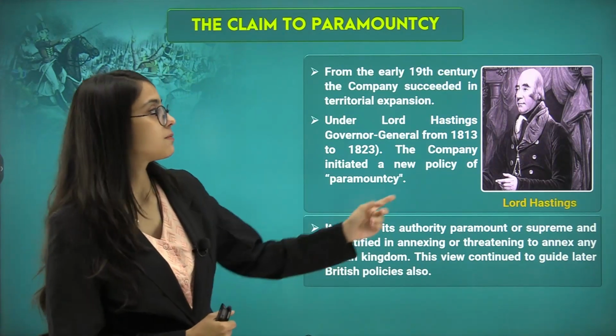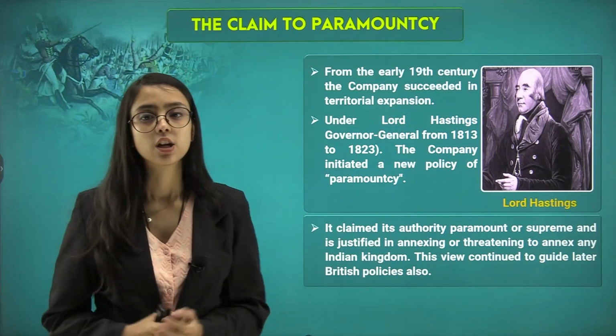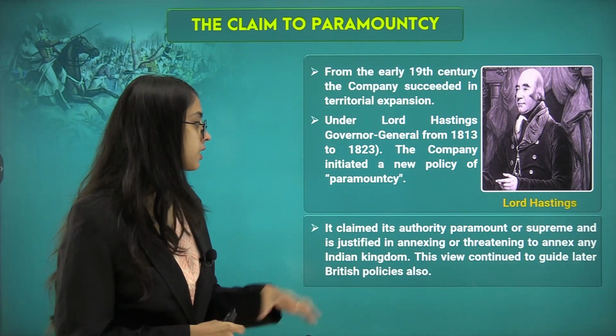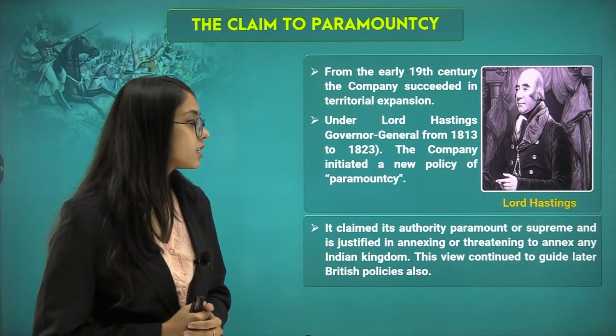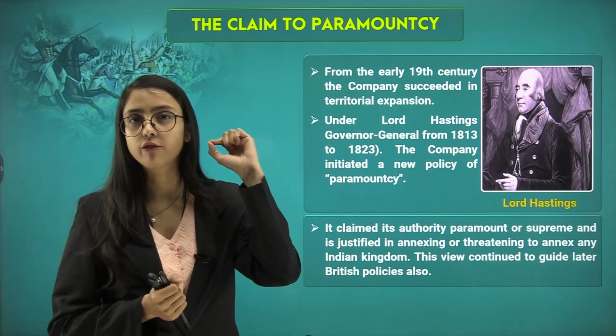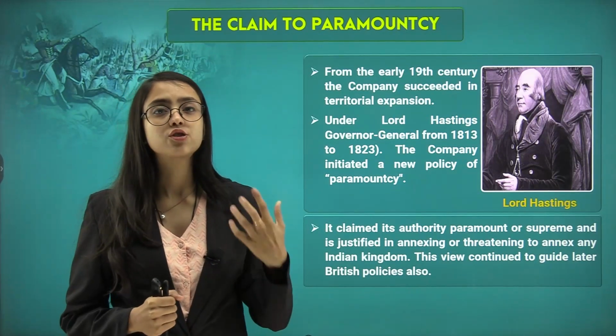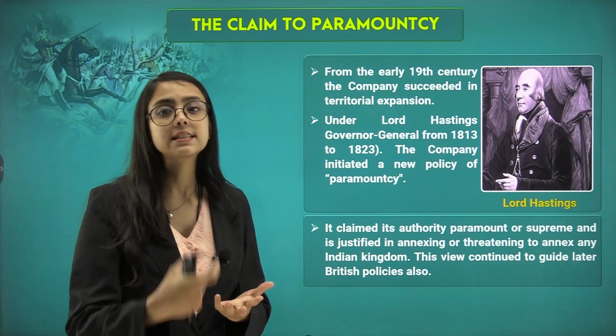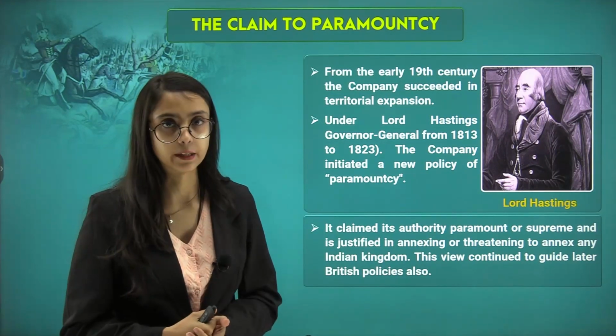Here you can see the image of Lord Hastings. Now what is it about? What is the policy of paramountcy? It claimed its authority to be paramount, or supreme, the topmost of everything, and it justified annexing or threatening to annex any state, province or Indian kingdom.